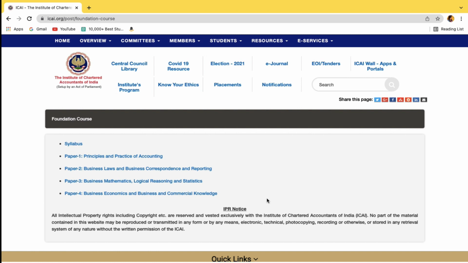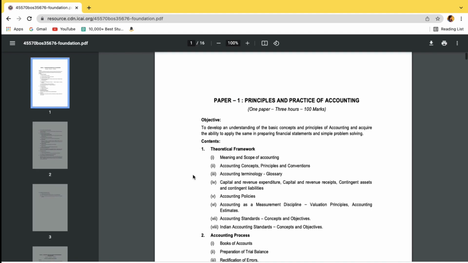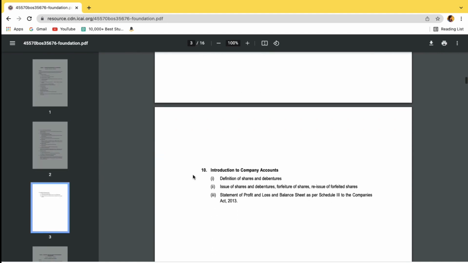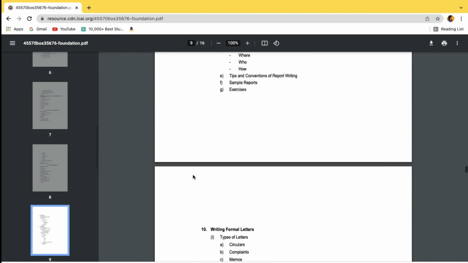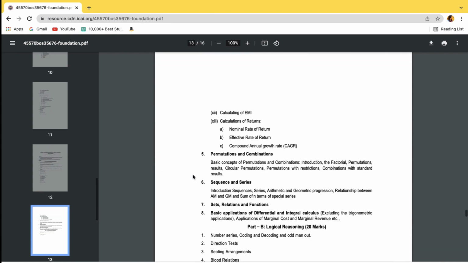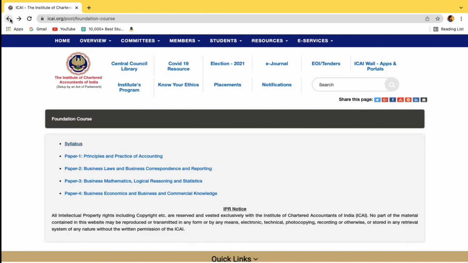So students, you can get a detailed idea about your CA Foundation course through this website, icai.org. There you'll get the BOS Knowledge Portal. The entire syllabus is given in detail of all the papers, paper 1, paper 2, paper 3 and paper 4. So now we will discuss all the papers in detail. So this is paper number 1.